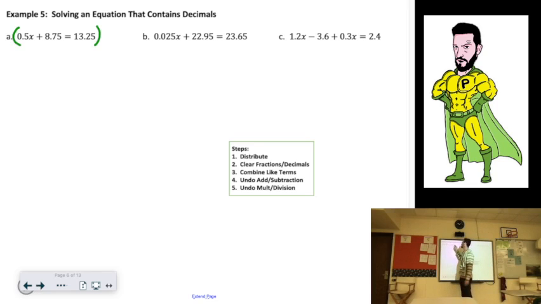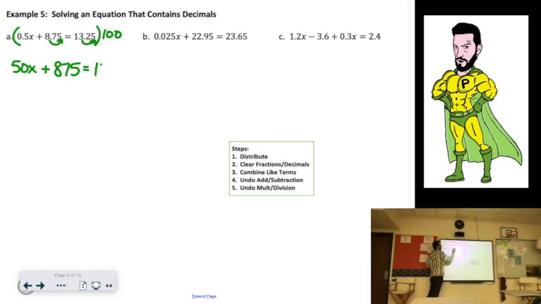So textbooks would say, hey, multiply everything by 100, which moves the decimal 2 places to the right. So if we did that with 0.5, if you multiply that by 100, you get 50. If you move the decimal 2 places on 8.75, it becomes 875. And if you did that with 13.25, it becomes 1,325. So maybe the equation in the green looks a little friendlier for you. That's great.